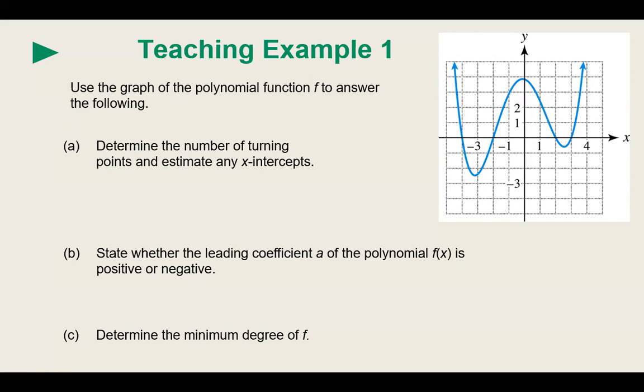Determine the number of turning points. So I'm determining the number of turning points, which means I'm looking for what? My maximums and minimums. I'm looking for my extrema, correct? So I'm identifying my extrema. So my extrema have a max here, I have a min here, and a min here. Okay. Just a quick review of 4.1.